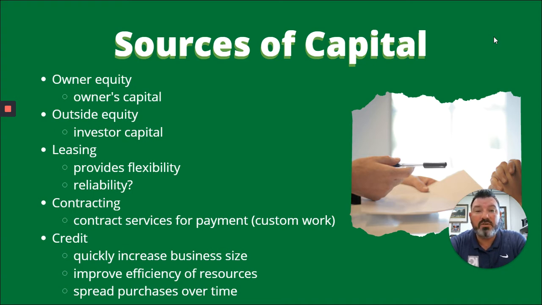Of course, you can contract services for payment, like custom work is a great example. That's a good way to acquire capital and also sometimes save yourself money. Custom combining is a great example of that. If you actually do a study of combine ownership, and there's a great tool on the University of Illinois FarmDoc website that helps you really do a study of combine ownership, you'd probably be surprised about how many acres it takes to actually support the ownership of a combine.